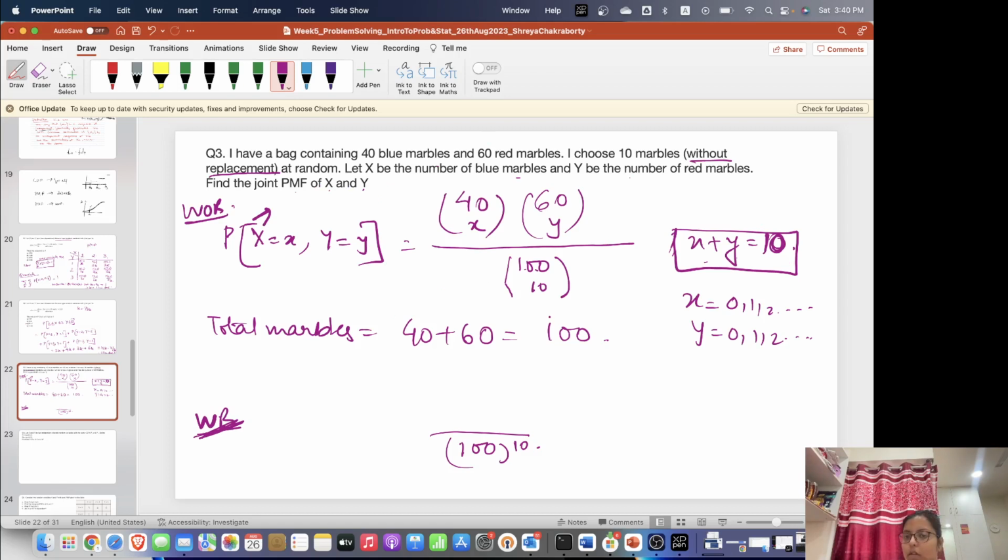Essentially, this is a hypergeometric distribution. Were you taught about hypergeometric distributions? No, okay. So hypergeometric is this: NpCx into NqCy by NCn, where x plus y equals n. I think you've been taught in the previous.